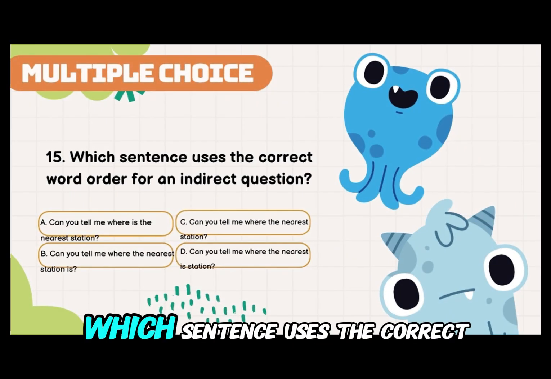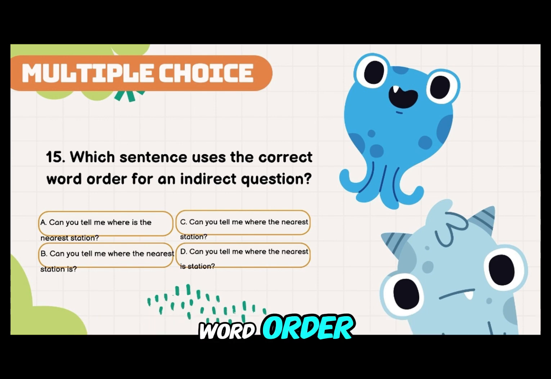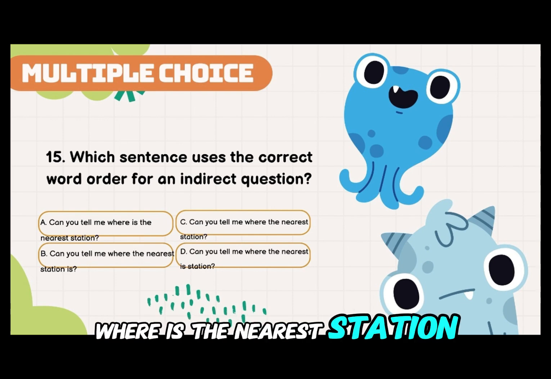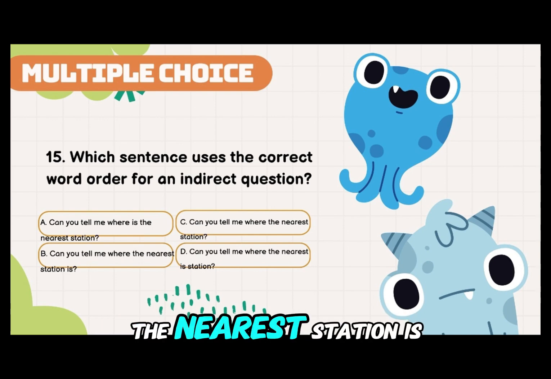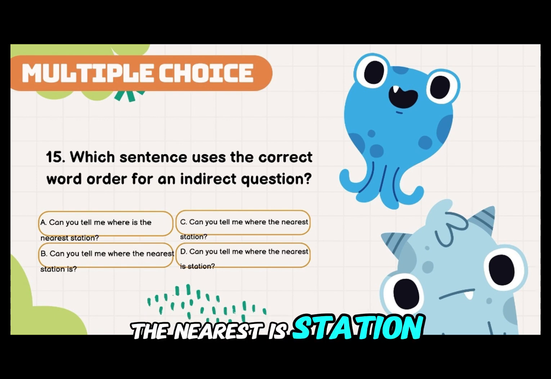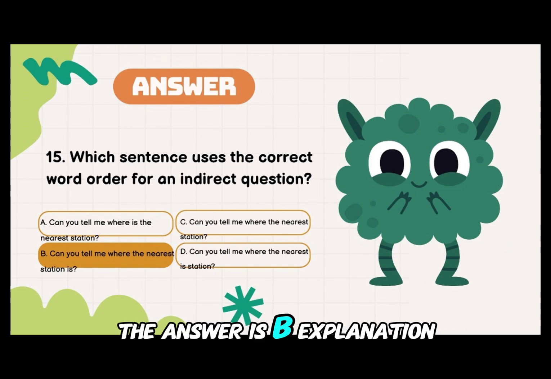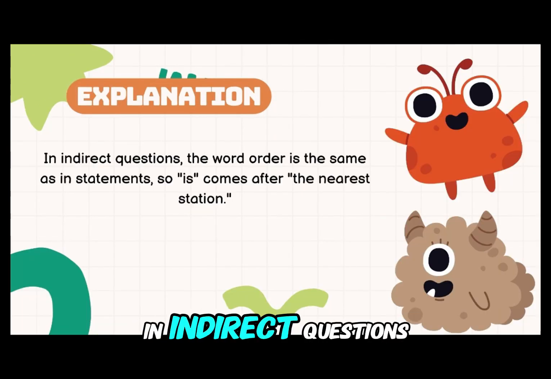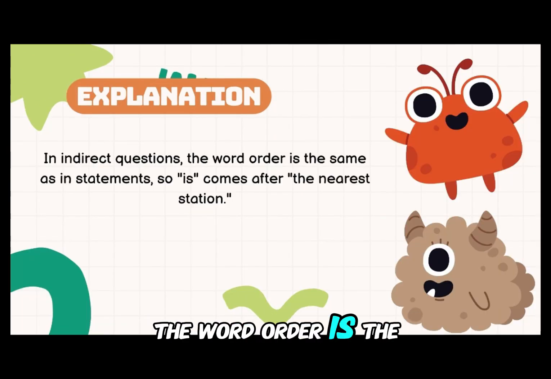15. Which sentence uses the correct word order for an indirect question? A. Can you tell me where is the nearest station? B. Can you tell me where the nearest station is? C. Can you tell me where the nearest station? D. Can you tell me where the nearest is station? The answer is B. Explanation: In indirect questions, the word order is the same as in statements, so is comes after the nearest station.